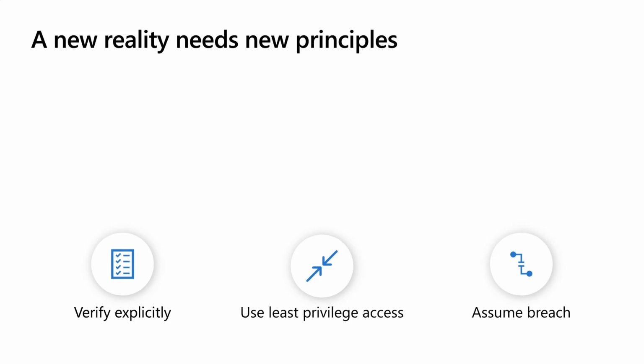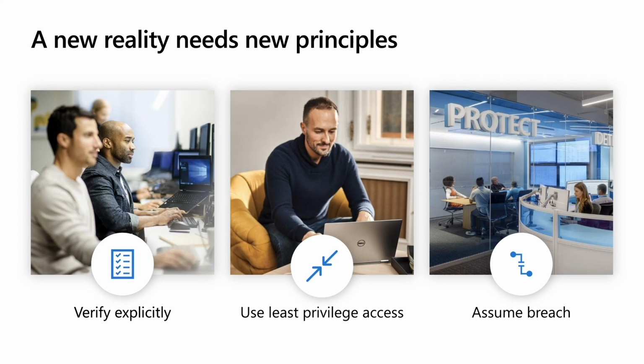As we've moved to the cloud at Microsoft, we've also had to adjust our principles. We've moved from trust but verify to verify explicitly. We always want to authenticate and authorize based on all available data points, including user identity, location, device health, service or workload, data classification, and anomalies. We're still sticking with the premise of using least privilege access. We want to limit our users' access with just in time and just enough access to protect both data and productivity. Finally, instead of a reactive approach, we're assuming breach. We want to minimize the blast radius for breaches and employ security strategy to prevent lateral movement.